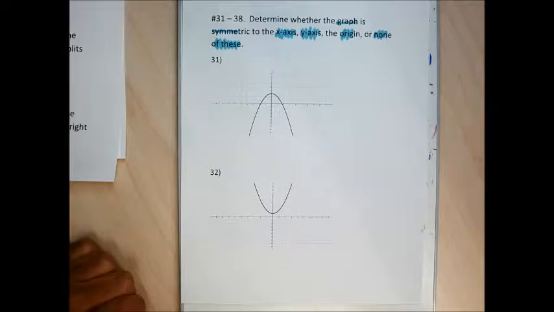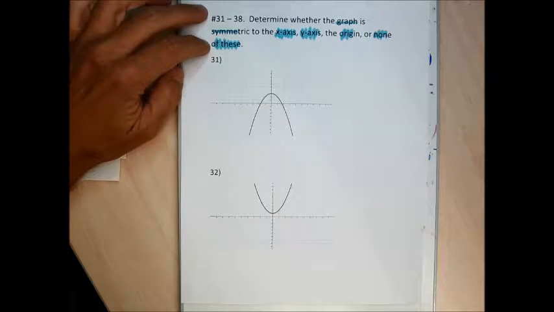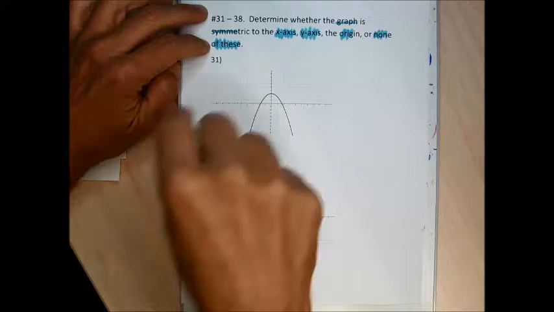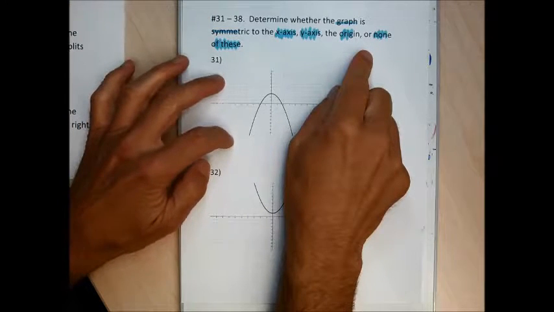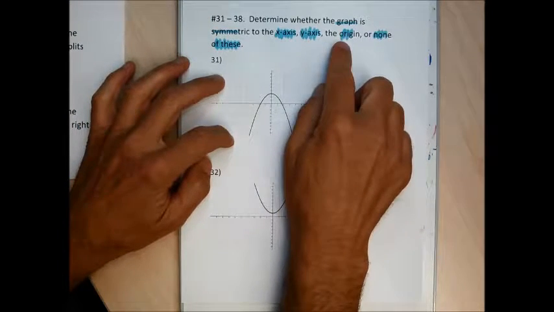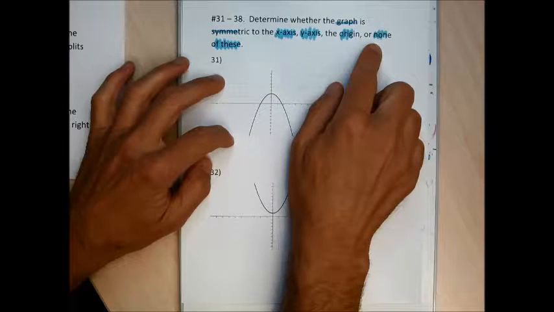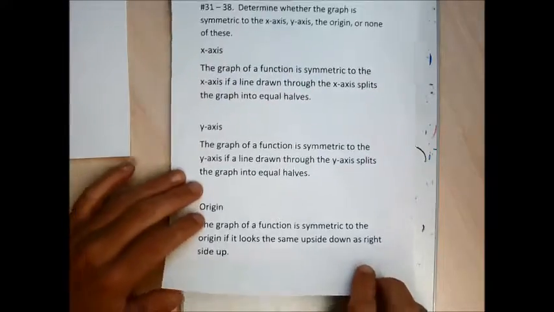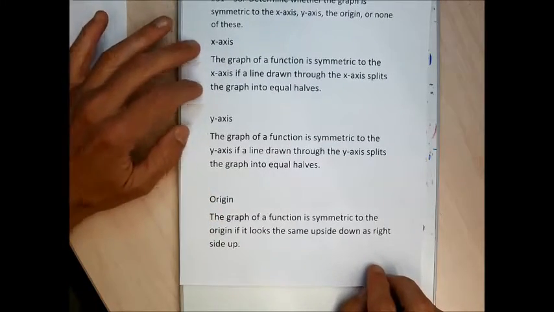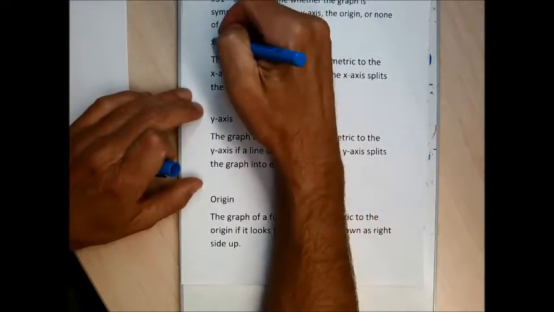So anyways, the instructions for problems 31 through 38 said determine whether the graph is symmetric to the x-axis, the y-axis, the origin, or none of the above. So what I'm supposed to do is look at the graph and decide which of these three symmetries it has, or if it doesn't have any of them. That might be completely obvious without any explanation, but I feel obliged to explain what it means for a graph to have the different kinds of symmetries. There are three types of symmetries that a graph could have.